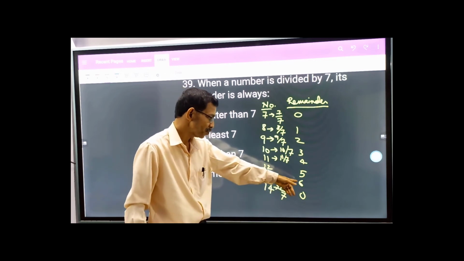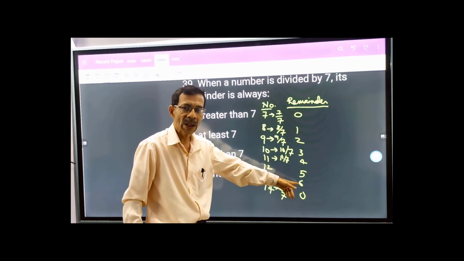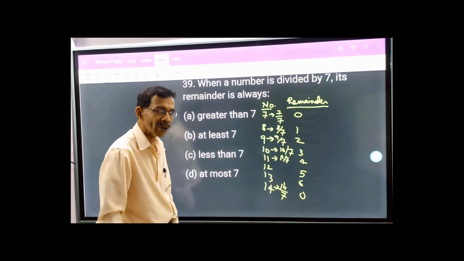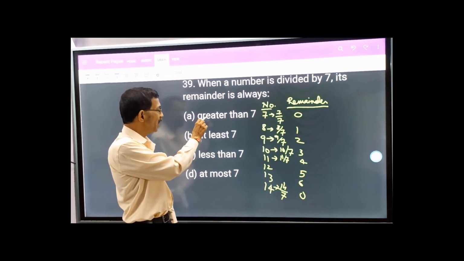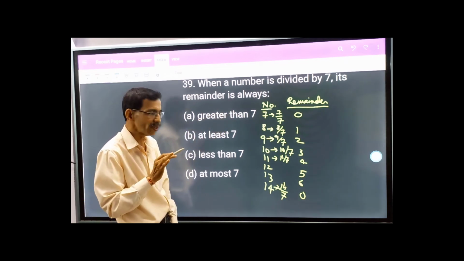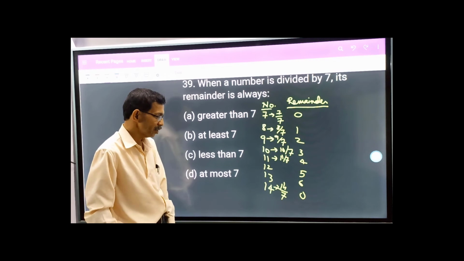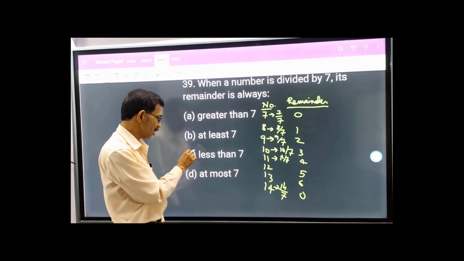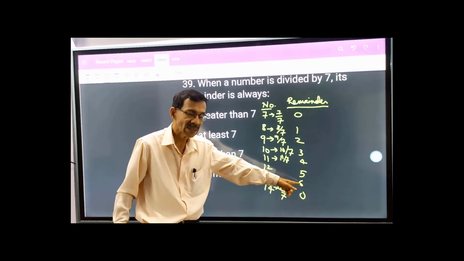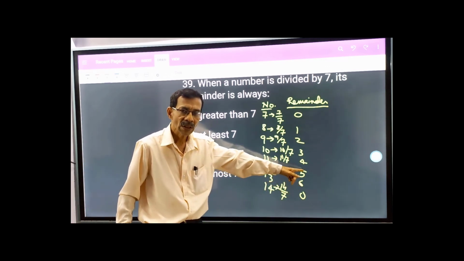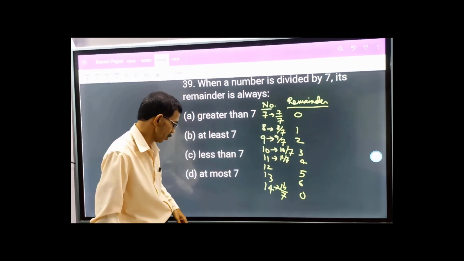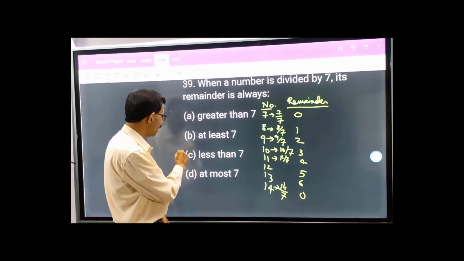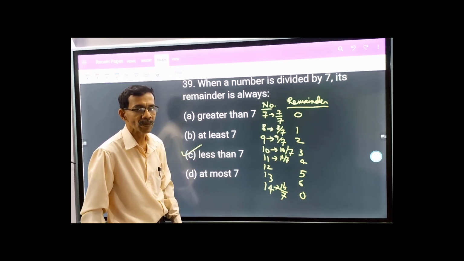So you see here, the maximum remainder can be 6 and minimum 0. So accordingly we will select the option. It is not greater than 7, so the first option is wrong. At least 7: nowhere does a remainder of 7 occur. Then less than 7: yes, it is less than 7, which is starting from 6, then 5, 4, and so on. At most 7: there is no 7 over here. So the correct option is option C.